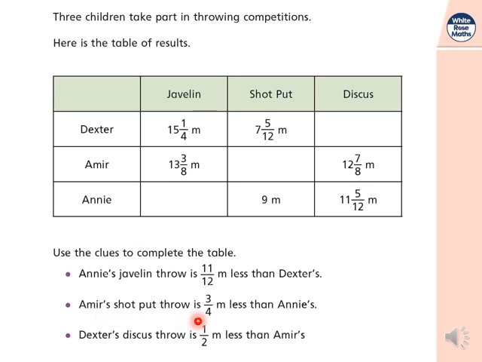Amir's shot put throw is 3/4 of a metre less than Annie's. So if Annie threw 9 metres, Amir threw his shot put 3/4 of a metre less, what would have gone there? And then Dexter's discus throw is 1/2 metre less than Amir's. Again, what would you do to find that out? Pause the video and have a real good go at these.